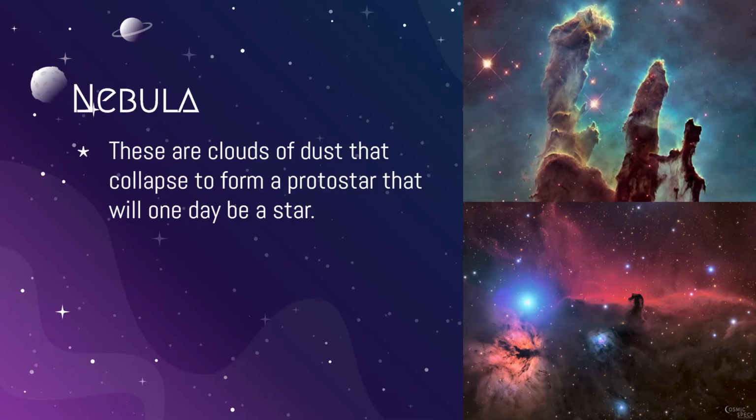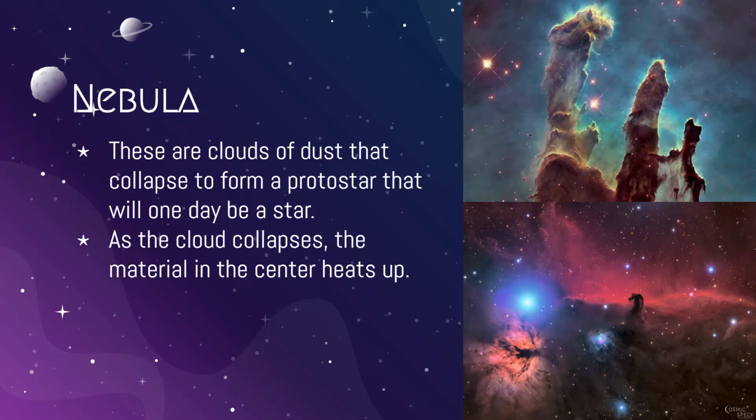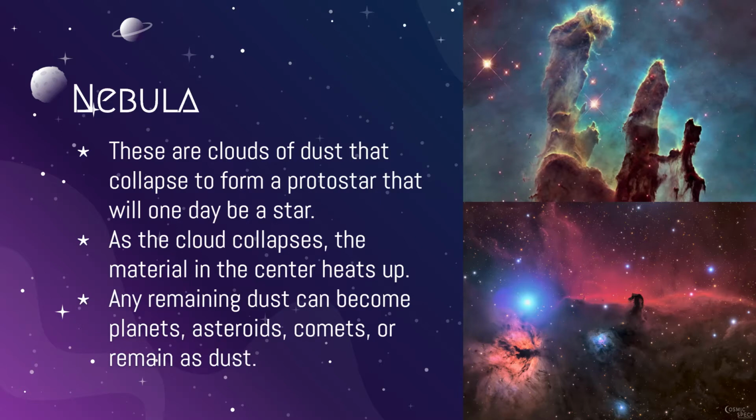Nebula are clouds of dust that collapse to form a protostar that will one day be a star. As the cloud collapses, the material in the center heats up. Any remaining dust can become planets, asteroids, comets, or remain as dust. And then here you can see 2 pictures of different nebula in the universe.